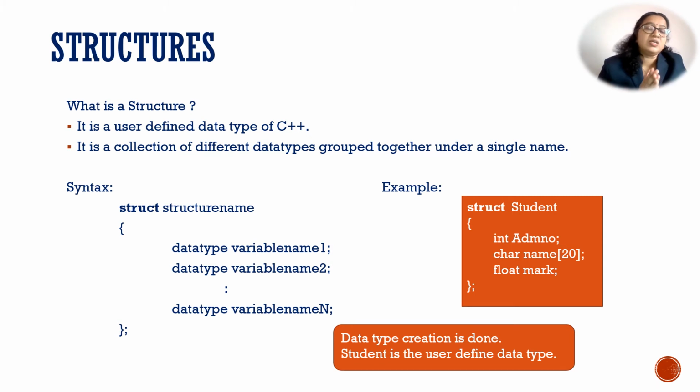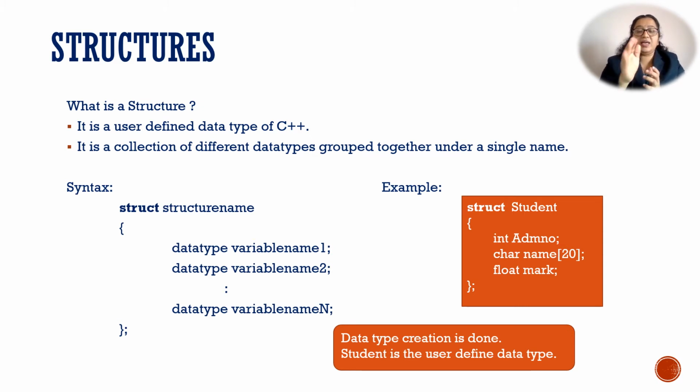Okay, so here struct is the keyword used for this creation, then structure name is the user defined name for the data type, and the collection of data types we can give in the block. So this is the syntax of structure creation.